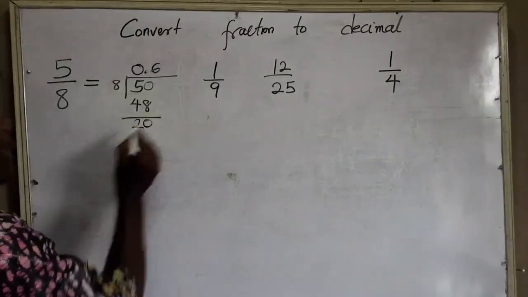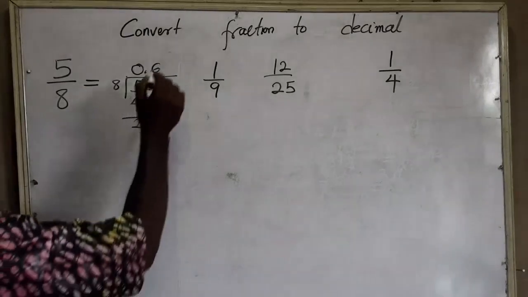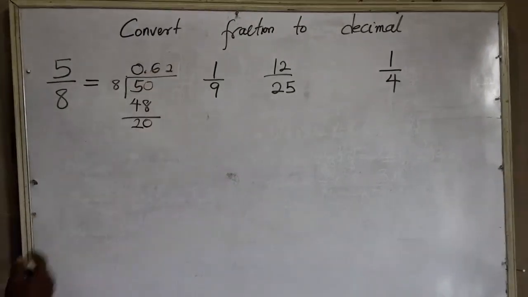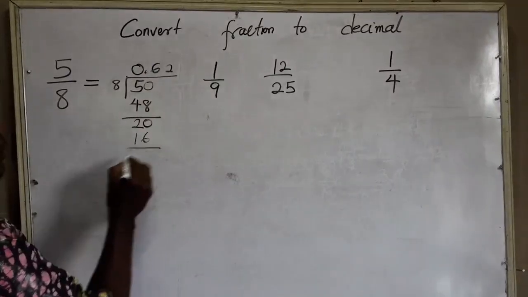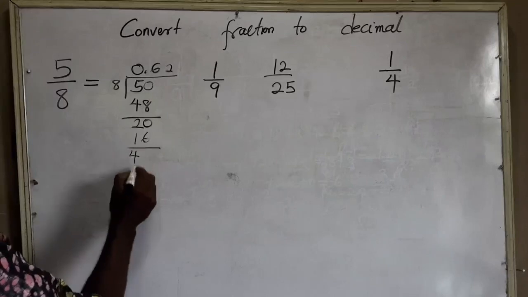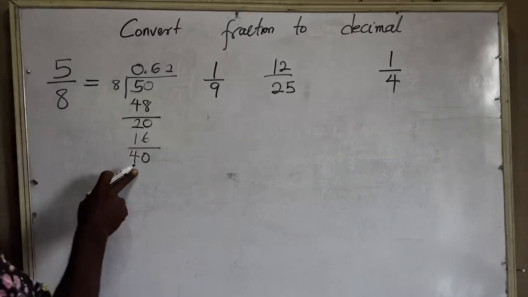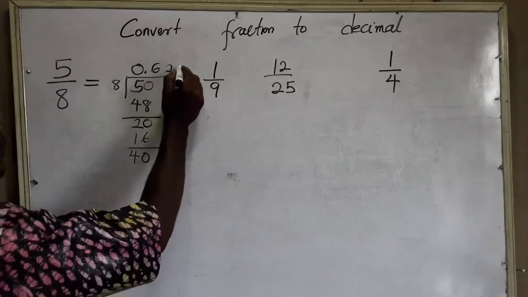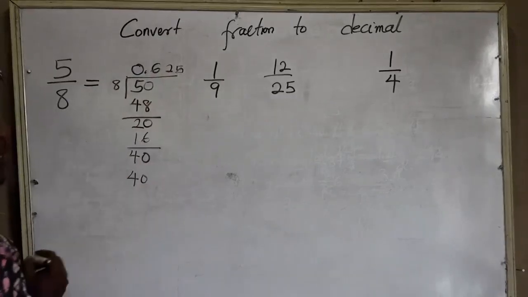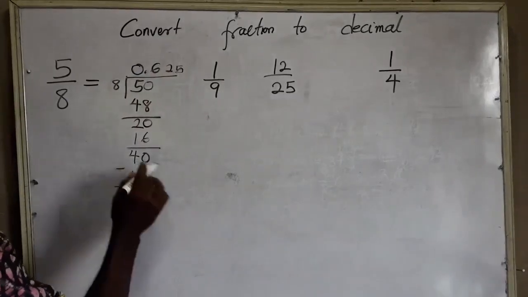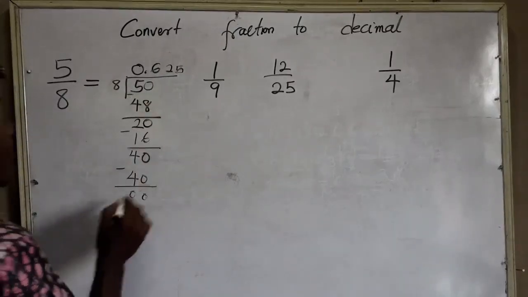You put the 0 again. 8 in 20 goes 2 times. So 8 times 2 is 16. Let's subtract again. We have 4. You put 0. So 8 in 40 is 5. 8 times 5 is 40. Therefore 40 minus 40, all these we are subtracting, will give you 0.